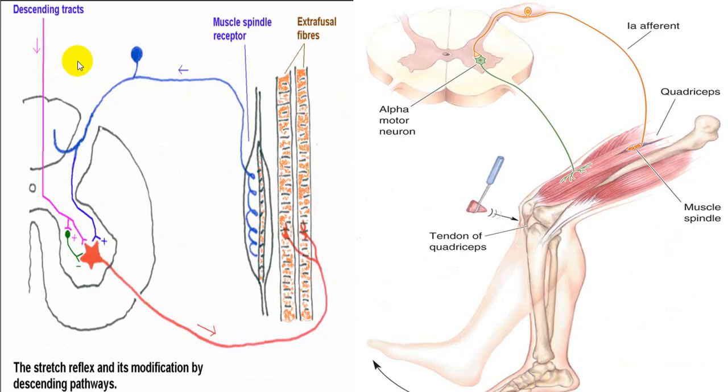So there will be descending tracts acting on the anterior horn cells, which take part in maintenance of tone. And also there will be alpha motor neurons which take part in a reflex arc that will be concerned with deep tendon reflex.